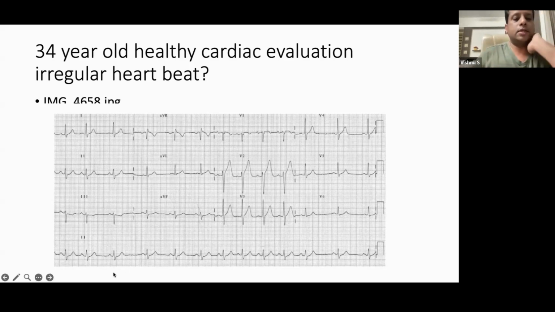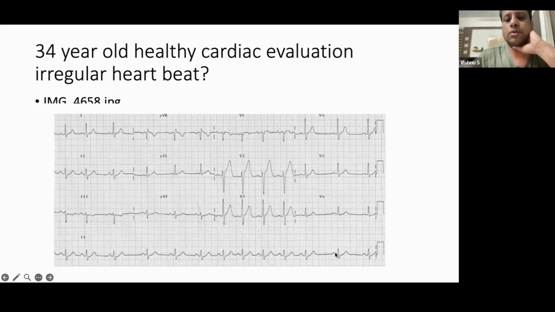So in this rhythm ECG, you see every P is followed by QRS, and the PR interval is fixed. There is no variation in the PR interval, but there is RR variation. This is the least, around 600 milliseconds between two RR intervals, and the largest is this one: 1, 2, 3, 4, 5.